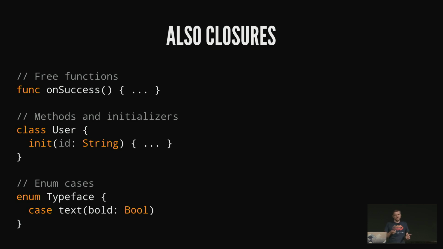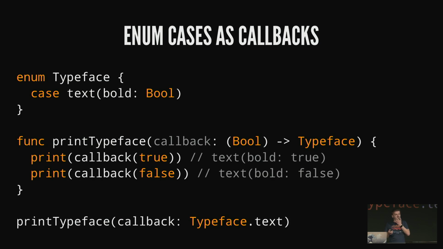They're all closures. And because closures are structural types, different types of closure can be used interchangeably as long as their signatures match. In this case, I've got a function, print type interface, that takes a callback, which is a closure, and it accepts a Boolean parameter and it returns a typeface. And I have an enum typeface, which has a case, which has a Boolean payload. And in actual fact, that can conform to this closure signature. So I can pass my case directly to something which is expecting a closure, and because the signatures match, it's perfectly happy to accept it, and the code will work fine.